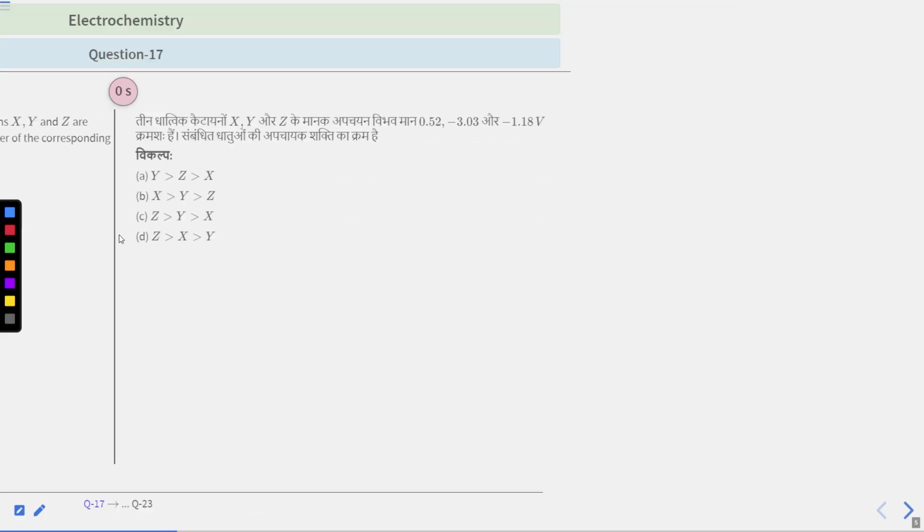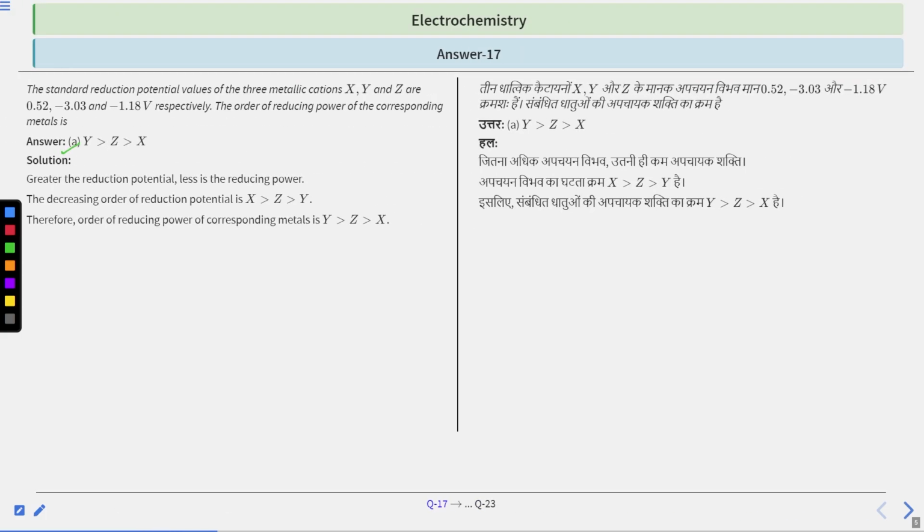Okay, let's see. The answer is option A, that is Y is the most and then Z the next. We are given the standard reduction potentials of X, Y, Z. We have to know this concept: the greater the reduction potential, the less is the reducing power of that particular metallic cation. So if you have the greater reduction potential for any cation, the reducing power for that will be lesser. So we can simply look at the reduction potential values.